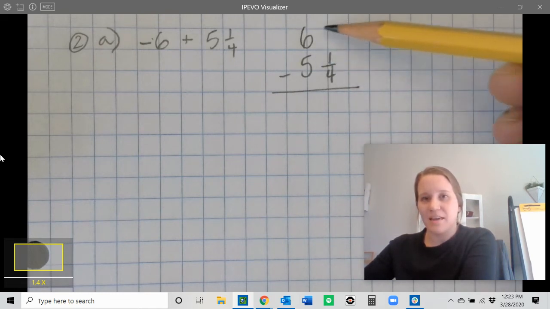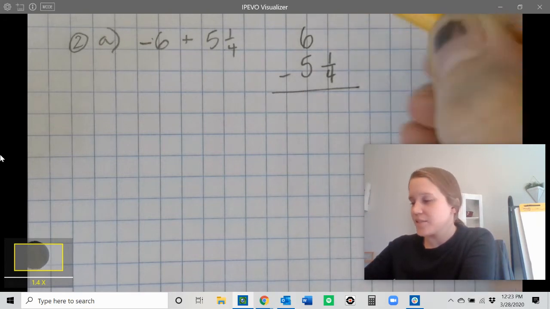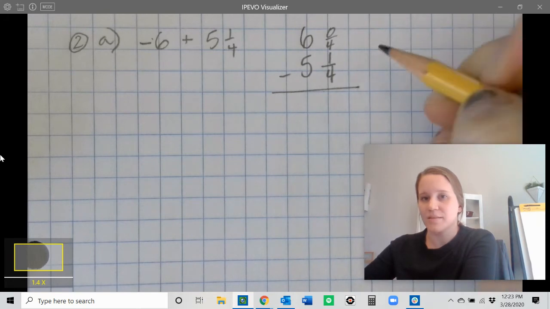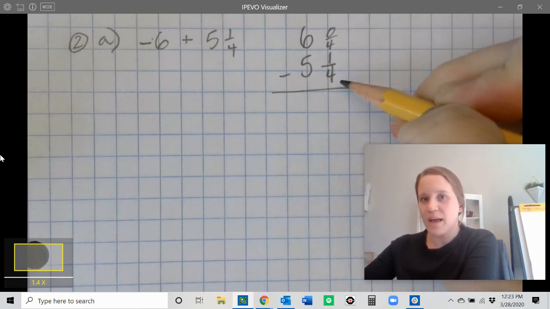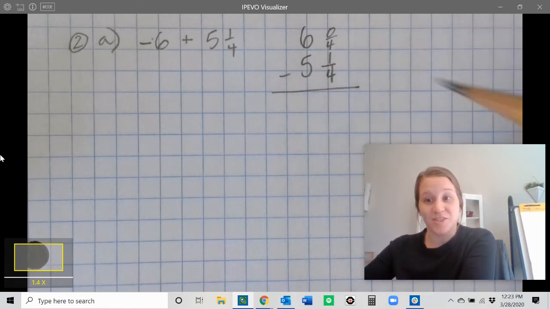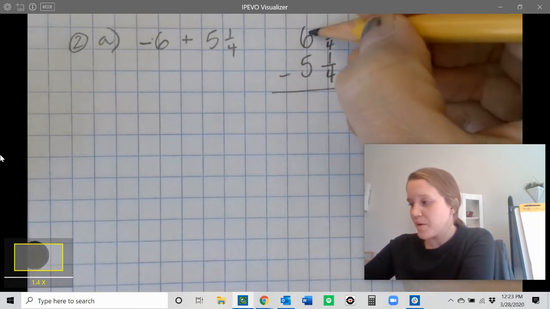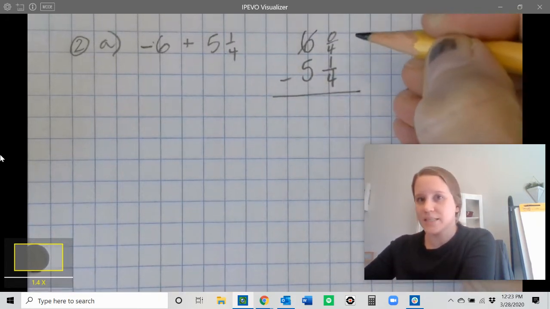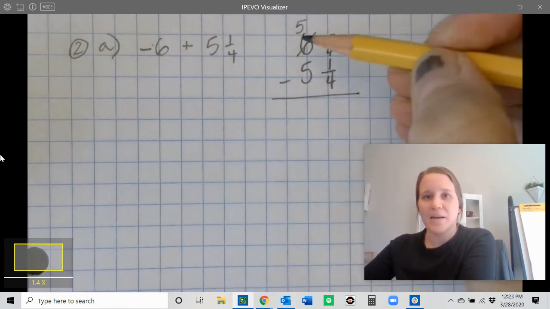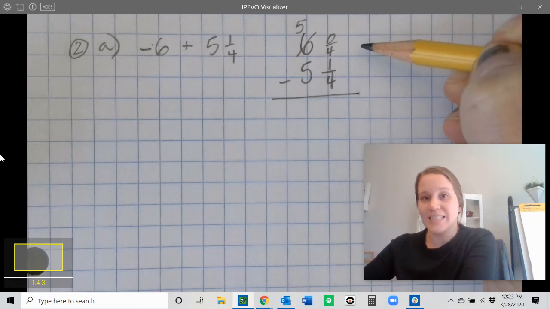I don't have anything right now next to the 6. So it's kind of like having 0/4 there. I don't have any fourths. Can I take 1/4 away from 0/4? No. So I have to borrow, just like with decimals. So I'm going to go ahead and borrow 1 whole from the 6. So that becomes 5. And I'm going to put my 1 whole into fourths. So I'm going to move it down.